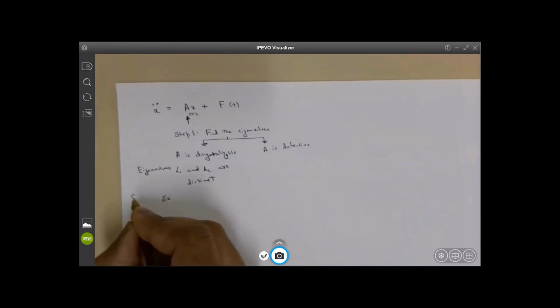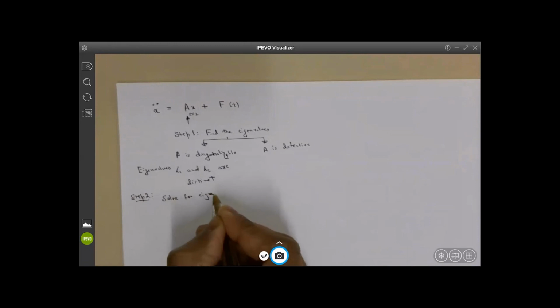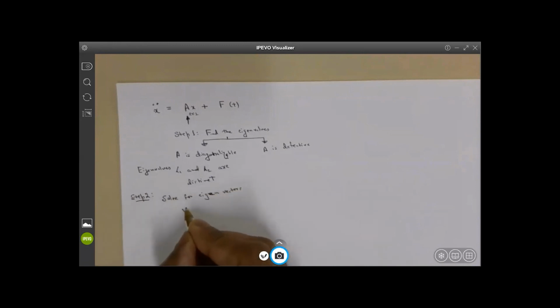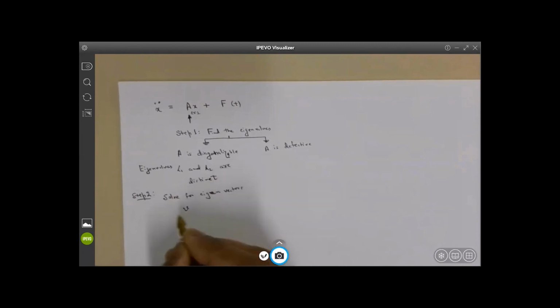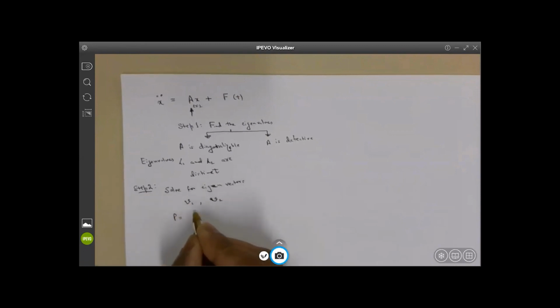Solve for eigenvectors. That will be step 2. Solve for eigenvectors. And that will be V1 and V2. Construct matrix P given by V1 and V2. That is step 3.